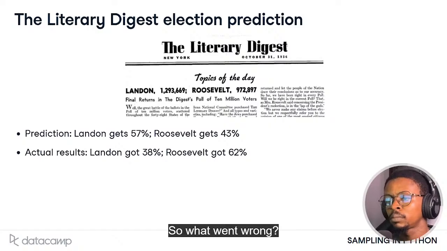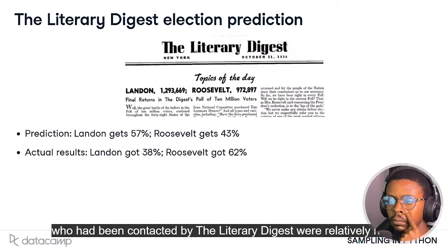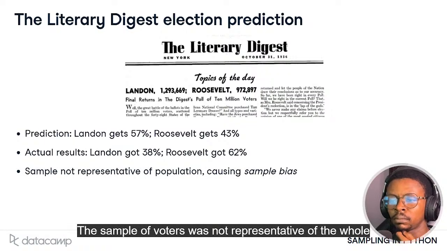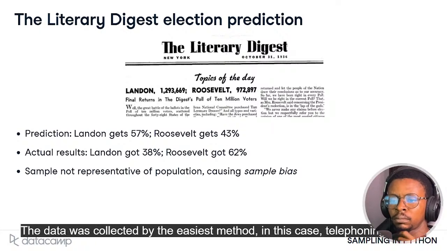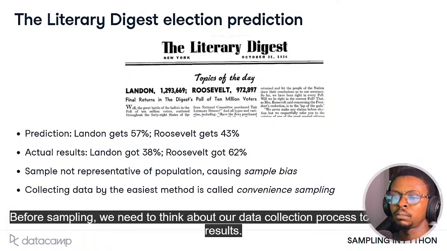So what went wrong? Well, in 1936, telephones were a luxury, so the only people who had been contacted by the Literary Digest were relatively rich. The sample of voters was not representative of the whole population of voters, and so the poll suffered from sample bias. The data was collected by the easiest method, in this case, telephoning people. This is called convenience sampling, and is often prone to sample bias. Before sampling, we need to think about our data collection process to avoid biased results.